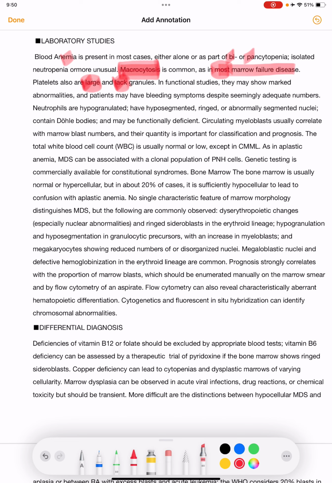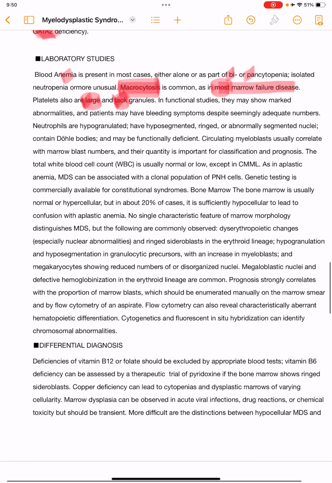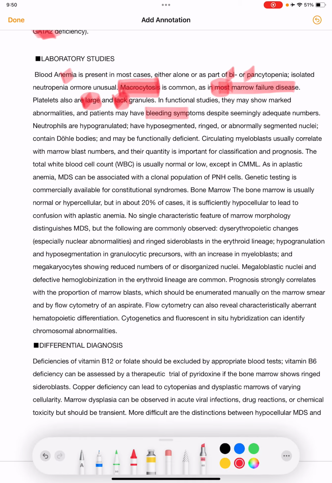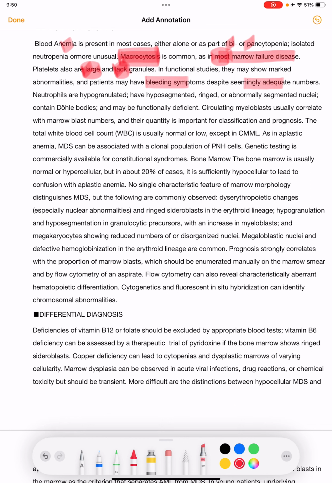In functional studies, platelets may show marked abnormalities, and patients may have bleeding symptoms despite adequately normal numbers. So though the numbers are adequate, the patient may have bleeding symptoms.